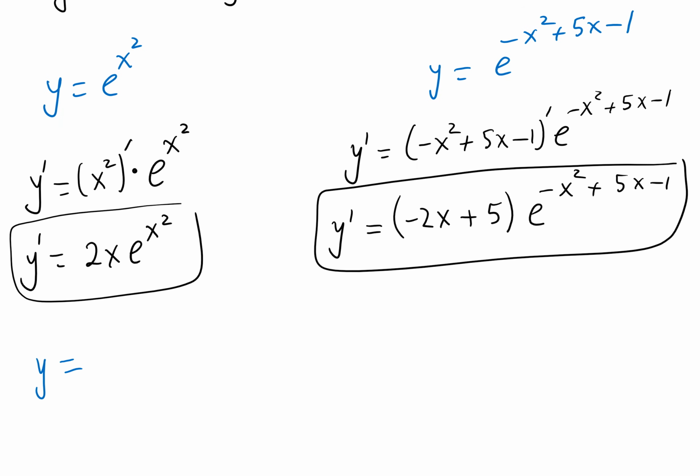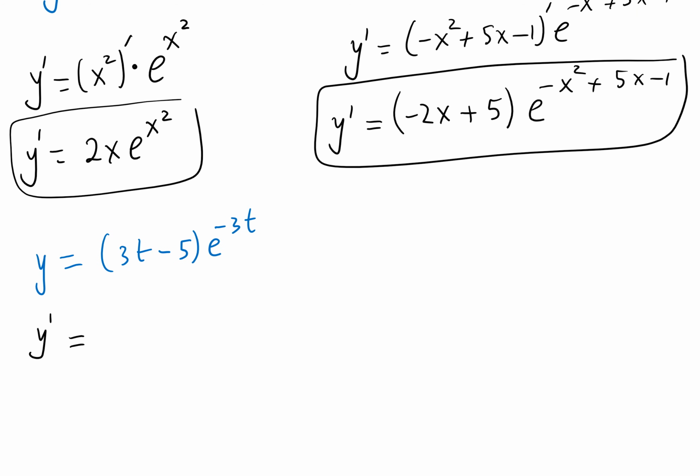Another example, y equals (3t minus 5) e to the negative 3t. Find y prime. So y prime is, there's two functions. We have to use the product rule. We take the first one's derivative times the second one plus the first one times the derivative of the second one.